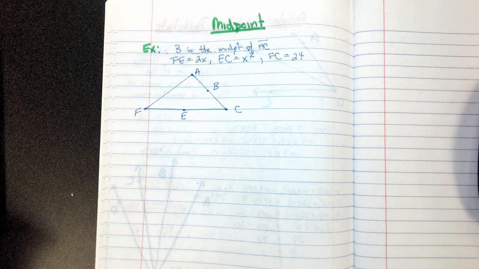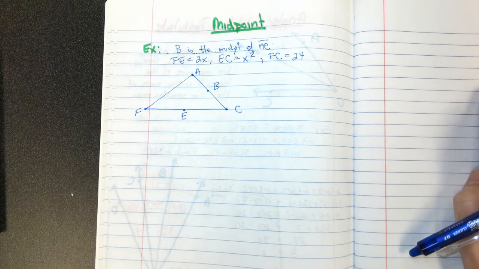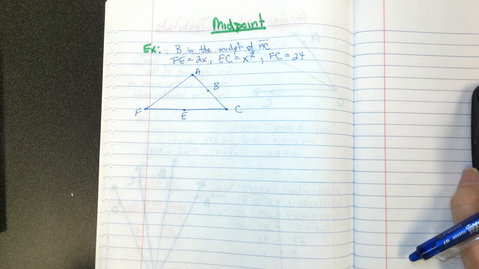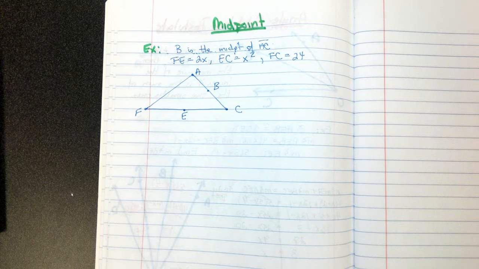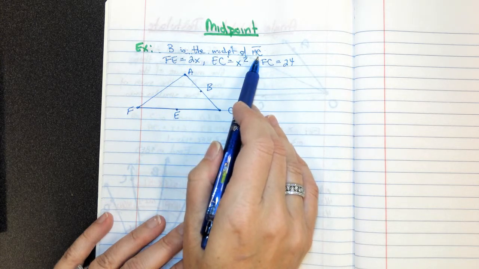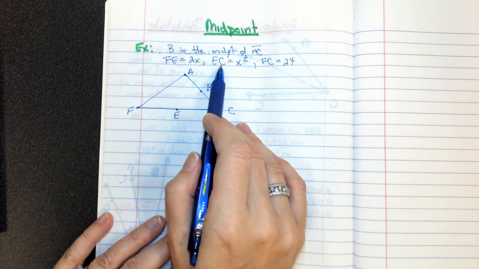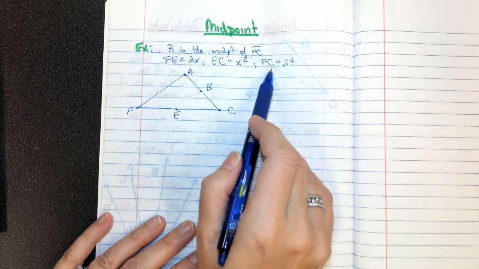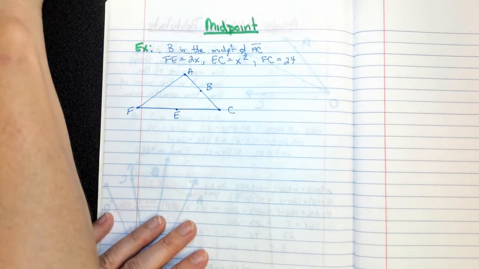We're going to work on solving midpoint problems today, and we have several examples we're going to do in this video, specifically 3. We're going to start with the one given here. B is the midpoint of AC, and we know FE is 2x, the length of EC is x squared, and FB is equal to 24.